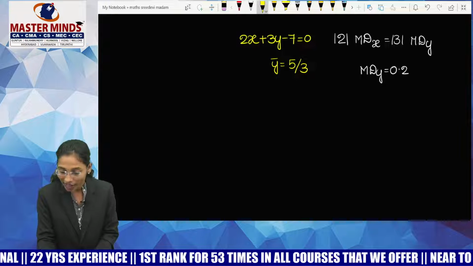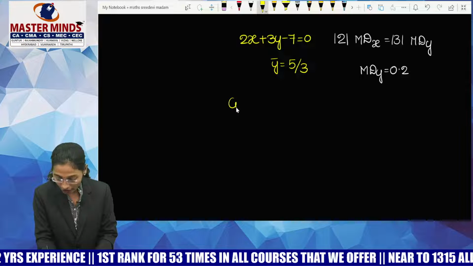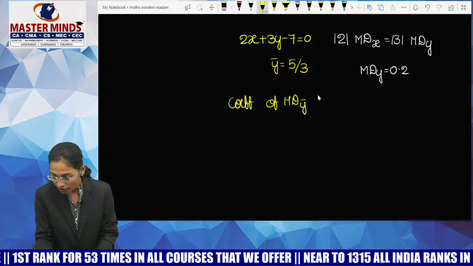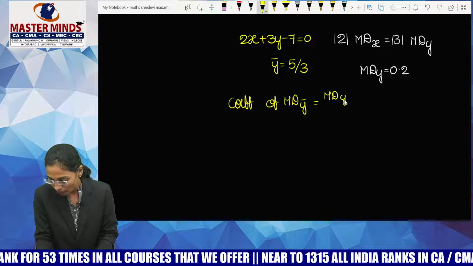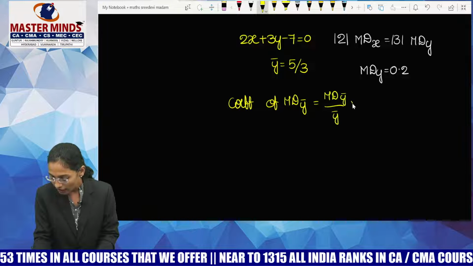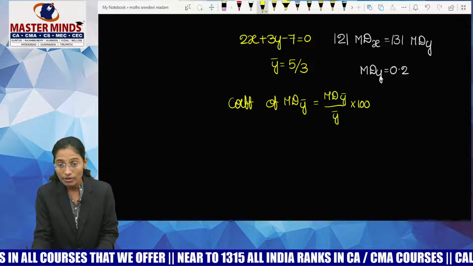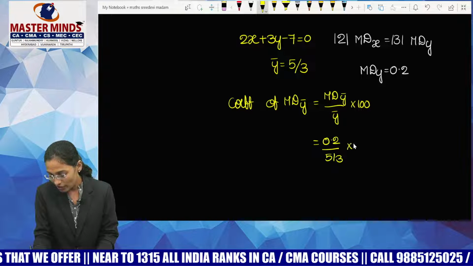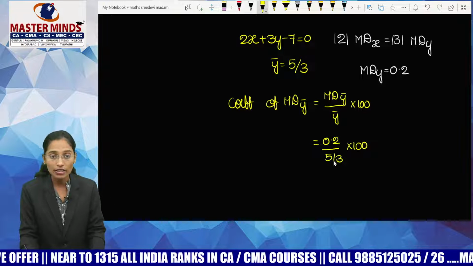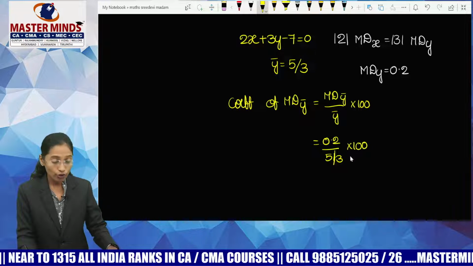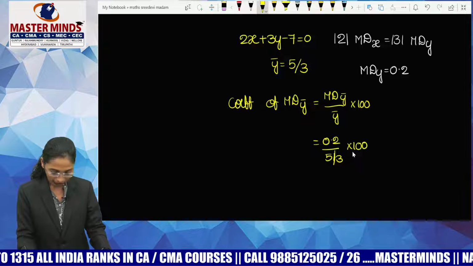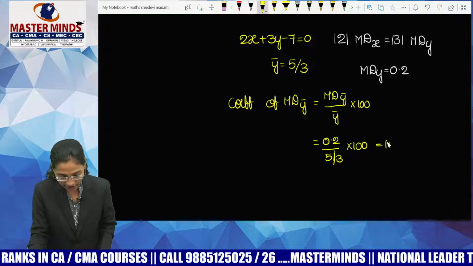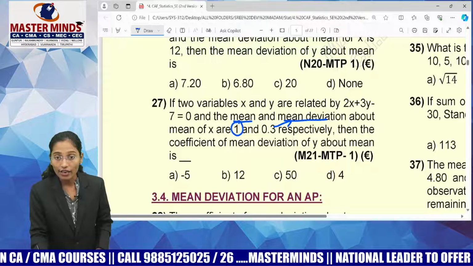So guys, what is it you need to calculate? Coefficient of mean deviation of y. Tell me the formula for coefficient of mean deviation of y. Coefficient of mean deviation of y from its mean is mean deviation of y from its mean by y bar into 100. What is the mean deviation of y from its mean? 0.2 by 5 by 3 into 100. If this 5 by 3 comes to the numerator, it will be 3 by 5, no? So 0.2 into 3 by 5 into 100. So how much? 12%. So what's your answer, guys? 12%, and that is there in option B.